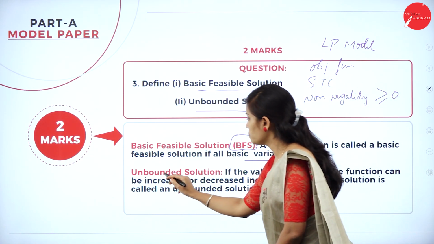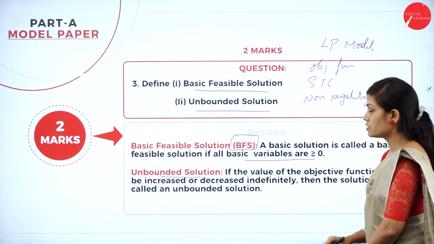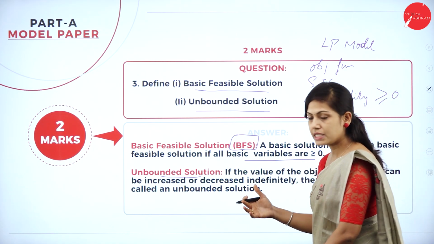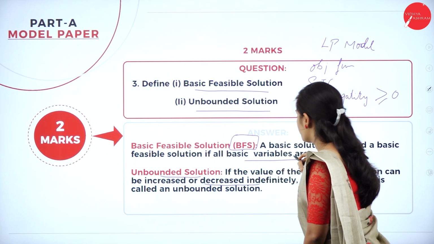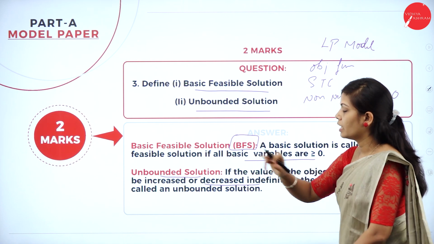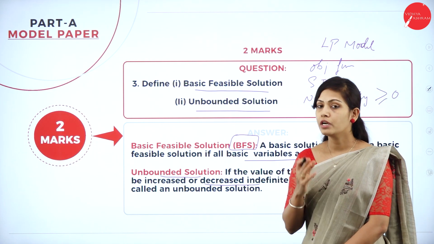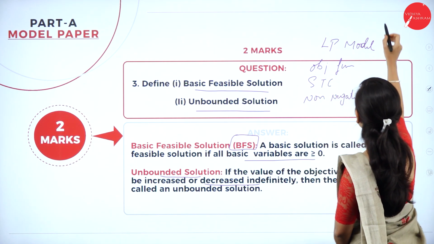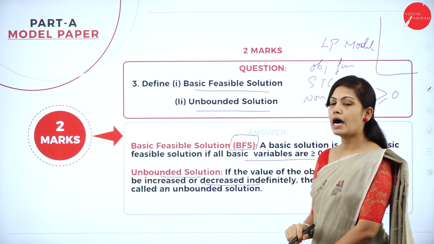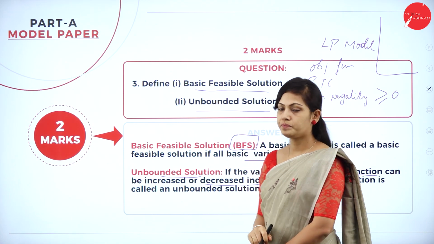And what is an unbounded solution? If the value of the objective function can be increased or decreased indefinitely, then the solution is called an unbounded solution. When you are plotting the graph, you will get no feasible solution, right? That is called an unbounded solution.